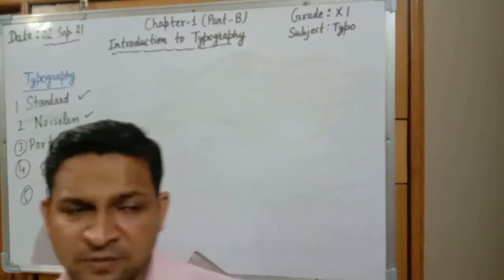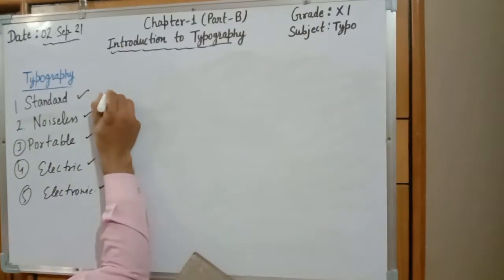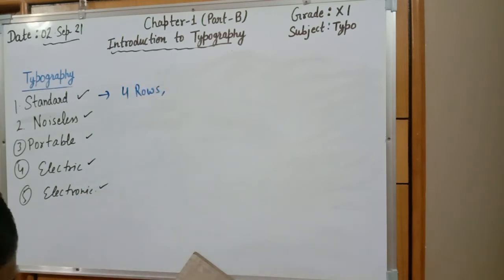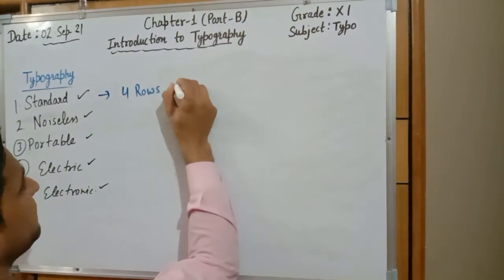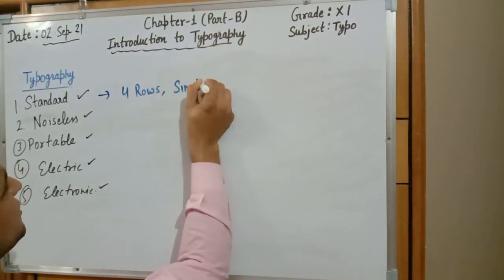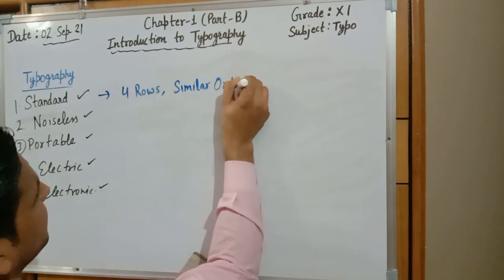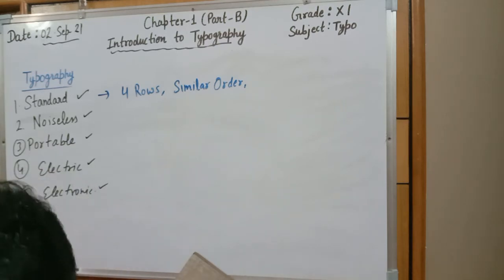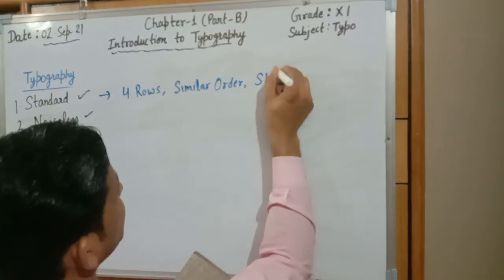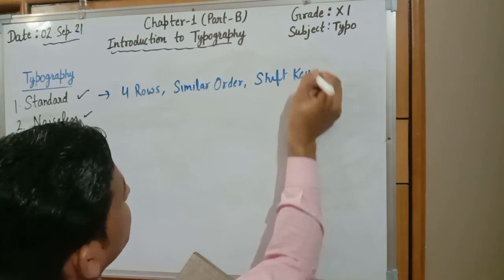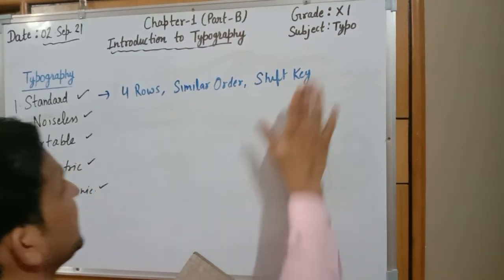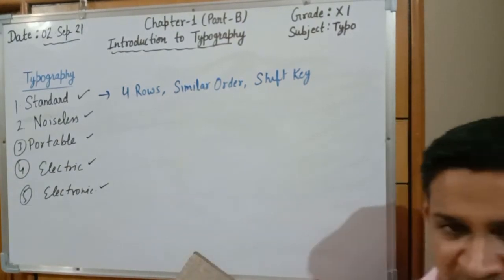Standard typewriter contains some standard features. The features are, it contains a 4 rows structure. Second thing, standard typewriter uses the similar order of keys. No change in order of keys, it will be a similar order. And third point, standard typewriter contains one shift key also for writing the caps letters. And one more point, standard typewriter has all the basic features that are required for typing a specific document.